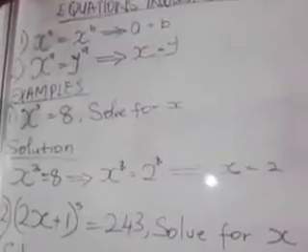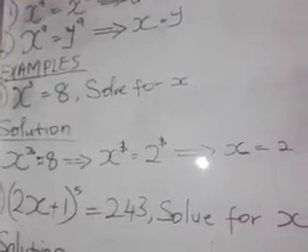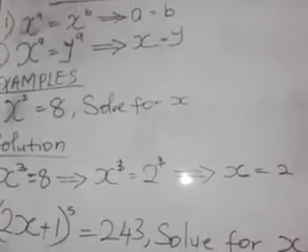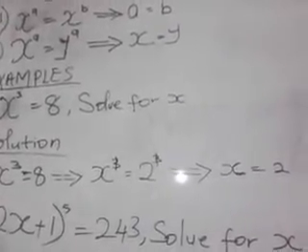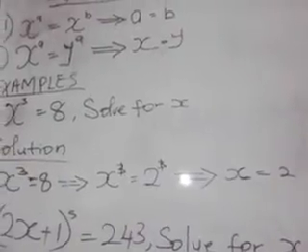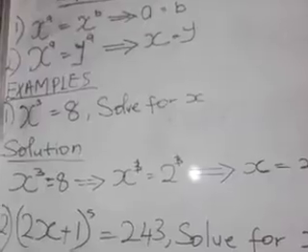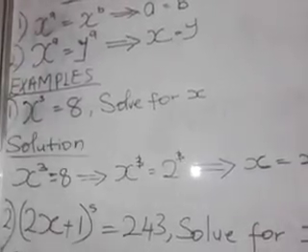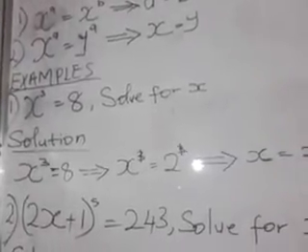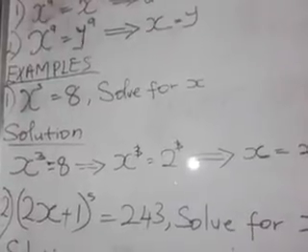So let me repeat what we agreed on now. When two index numbers which are equal have the same base, their indices must be equal. And when two index numbers which are equal have the same index, then their bases must be equal. So we are going to apply this to solving some examples.